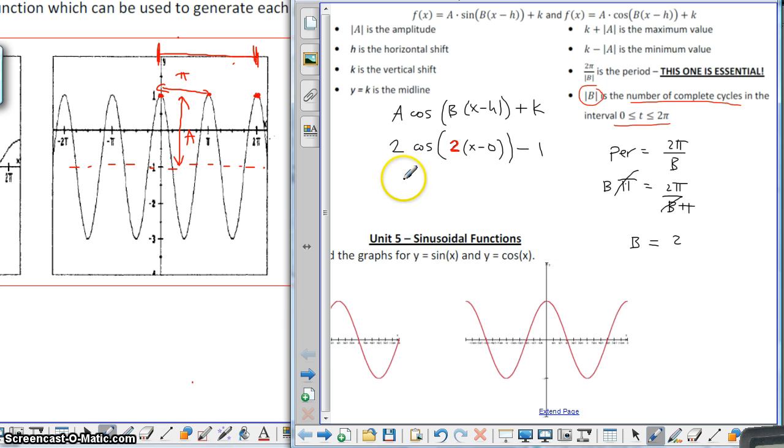So to clean this up a little bit, I don't really need the x minus 0, so I'm just going to end up getting 2 cosine of 2x minus 1.